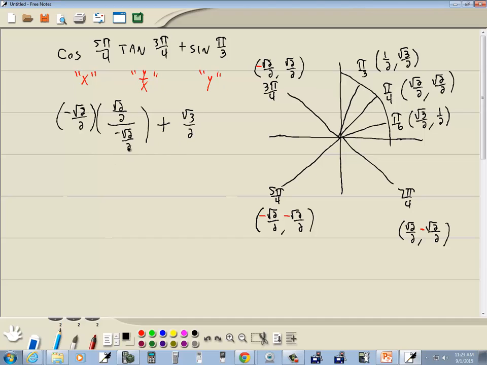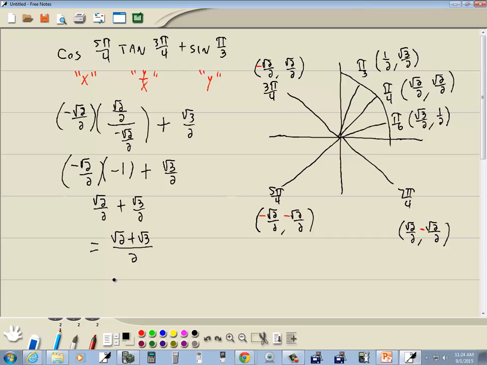Now these are exactly the same, but a positive divided by a negative is negative. So this is negative square root of 2 over 2 times negative 1 plus square root of 3 over 2. Negative times negative is positive, so we've got square root of 2 over 2 plus square root of 3 over 2. And typically simplified form means get a single fraction. So we've got square root of 2 plus square root of 3 all over 2.